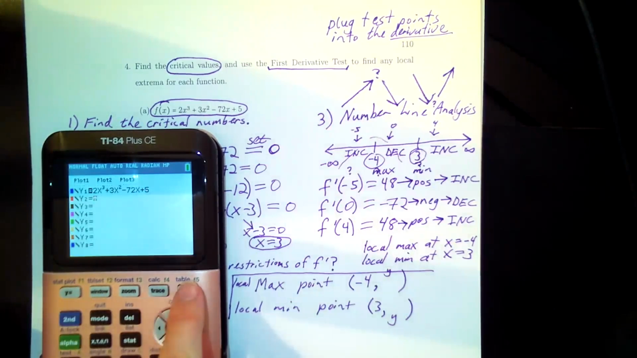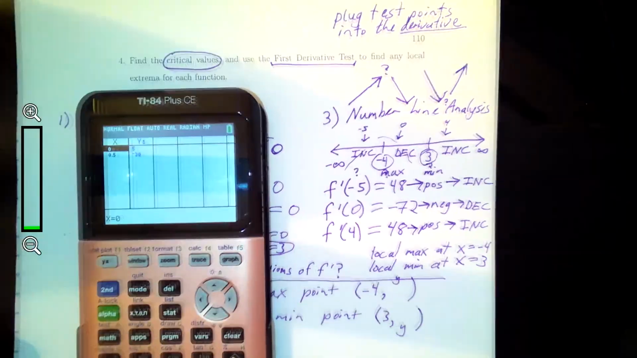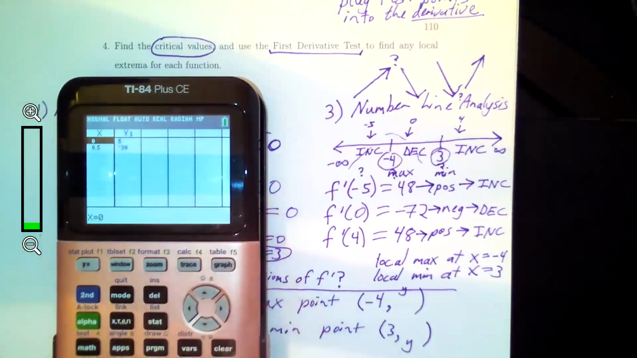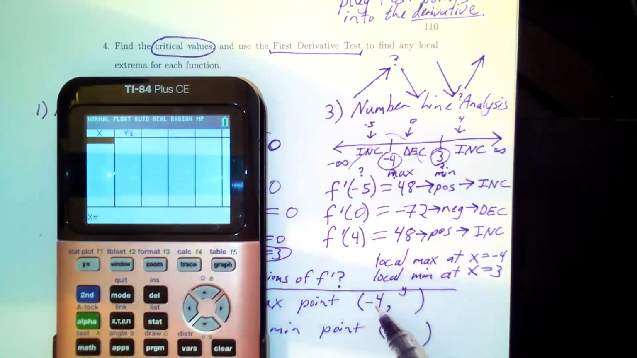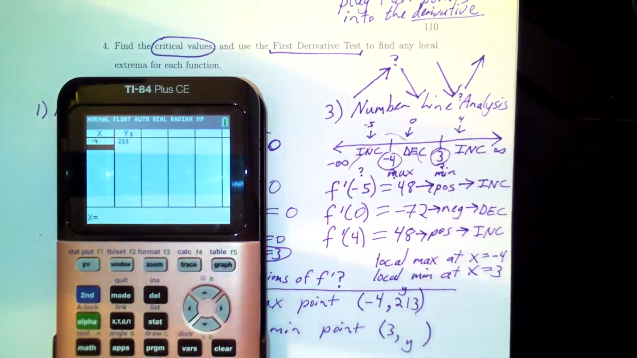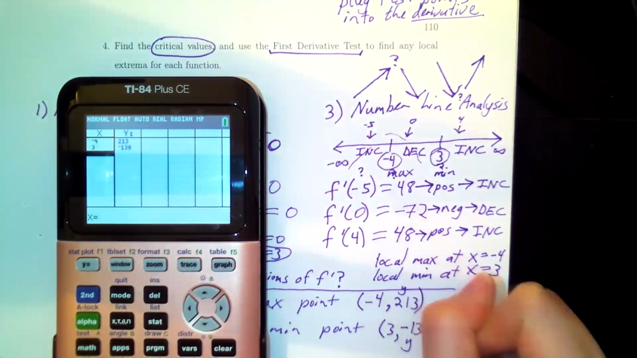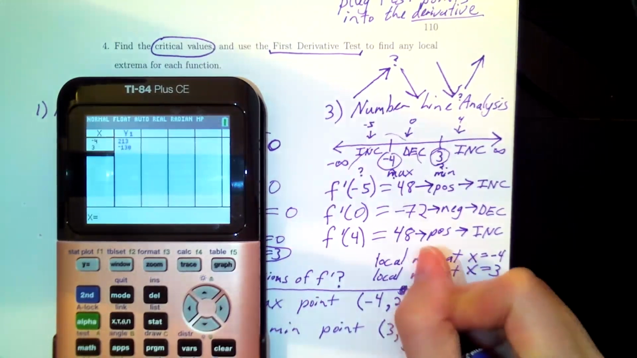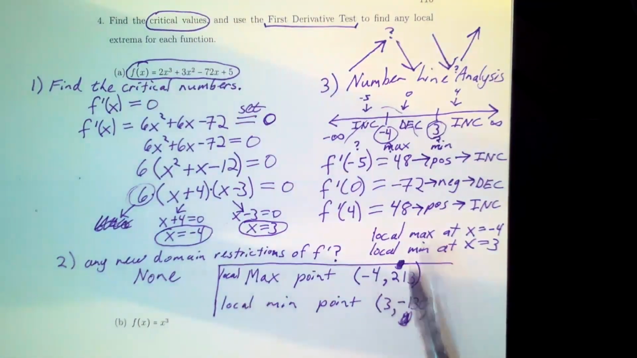And I'm going to go to my table, second table, and I'm going to delete these previous lines because I don't want them anymore. You just hit the delete key, delete. And I'm going to plug in the x value I wanted. Plug in -4. We get a y value of 213. You plug in x equal 3, just hit 3, enter. Then you get y is -130. So now I have an actual point that I can plot for both of those values. The local maximum occurs at that point. The local minimum occurs at that point.